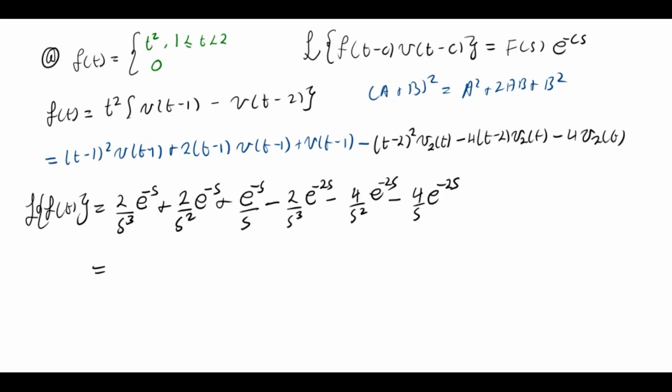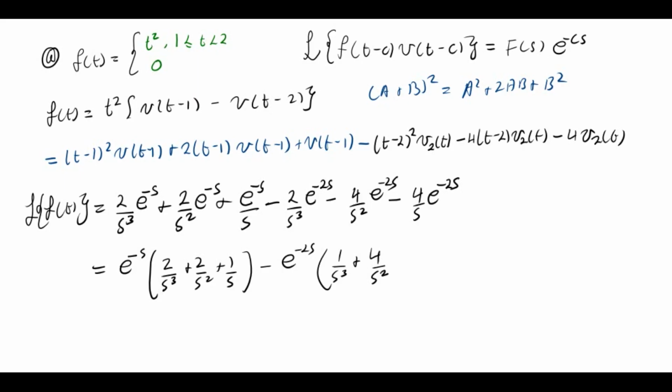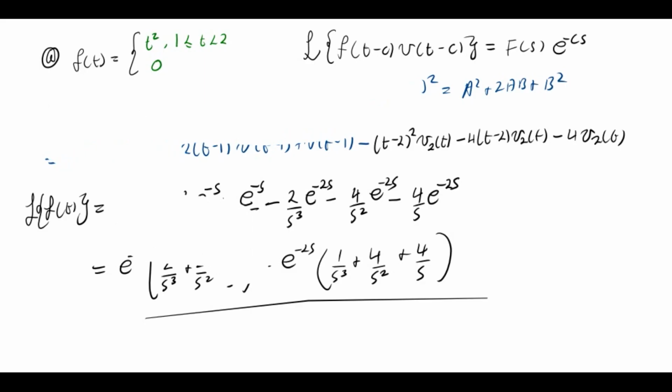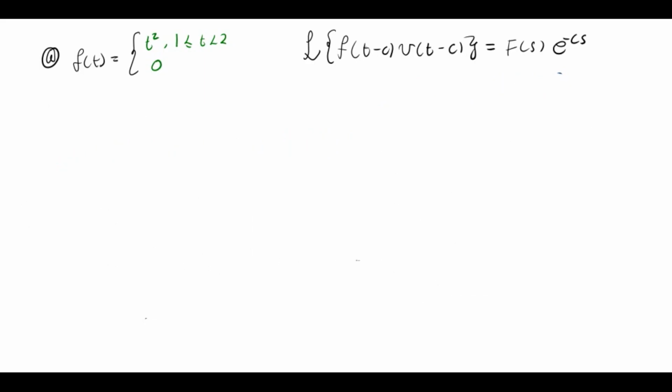So if you want, you can choose to write this as e to the minus s, then you put an open bracket, you have 2 over s to the power 3 plus 2 over s squared plus 1 over s, like that. You put minus e to the minus 2s in the brackets. I can put 1 over s to the power 3 plus 4 over s squared plus 4 over s, and this is my answer. So we go to the next one.